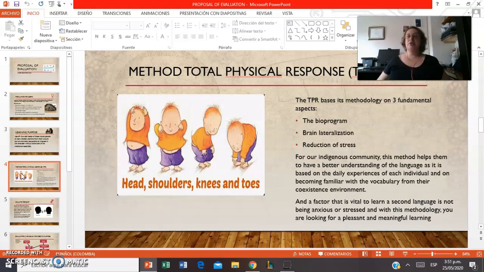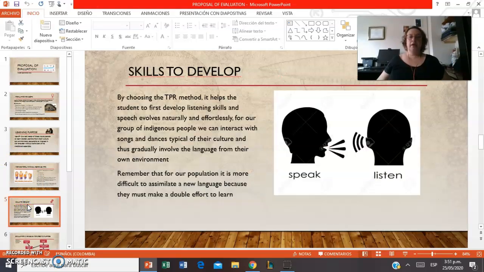A vital factor in learning a second language is not being anxious or stressed, as with this measure you are looking for pleasurable and meaningful learning. Okay, the skills to develop. For this methodology, the students first develop listening skills and speech, naturally and effortlessly. For a group of Indigenous people, we can interact with songs and dances typical of their culture and thus gradually import the language into their environment. Remember that for this population it is more difficult to assimilate a new language because they must make a dual effort to learn.